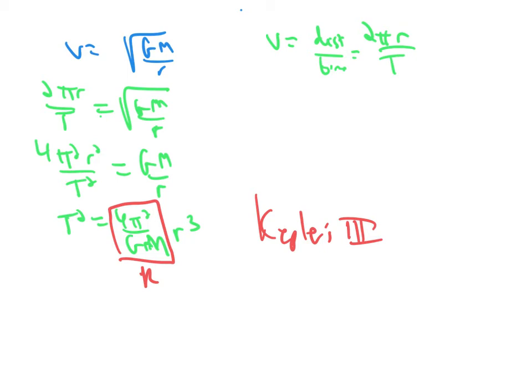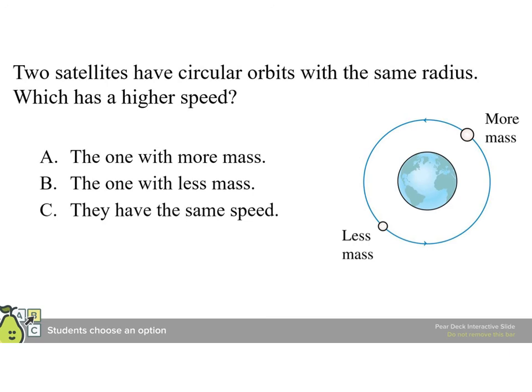and so people believed it. All right, 2 satellites have circular orbits with the same radius. Which one has a higher speed? And this is almost a trick question, because remember, v is root of GM over r, and since they have the same radius, they must have the same speed.